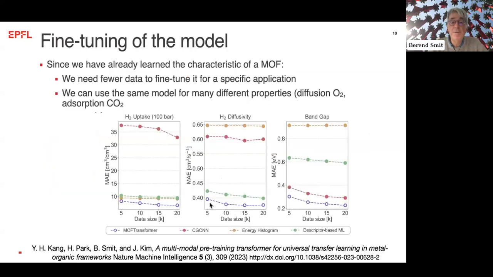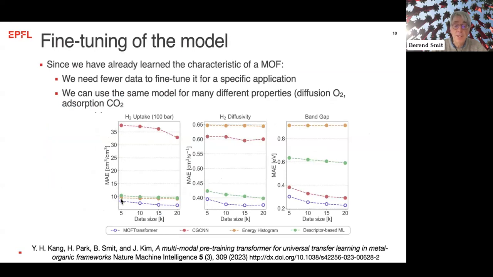Okay, so here we have the three properties: the diffusion of hydrogen, the uptake of hydrogen, and the band gap. These are properties we have data for, but not enough to fully train a machine learning model. What we see here is the size of the data set, and here is a measure of the accuracy, the error we make. This is a model that has been trained, but it has a high error.